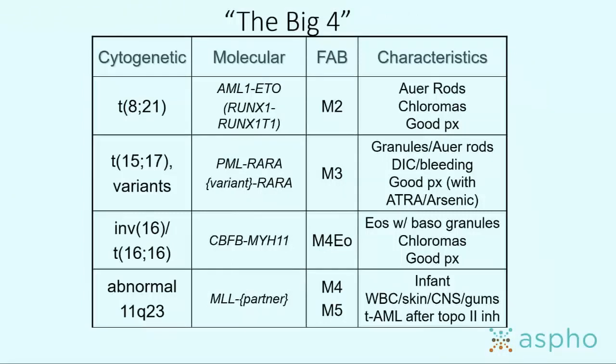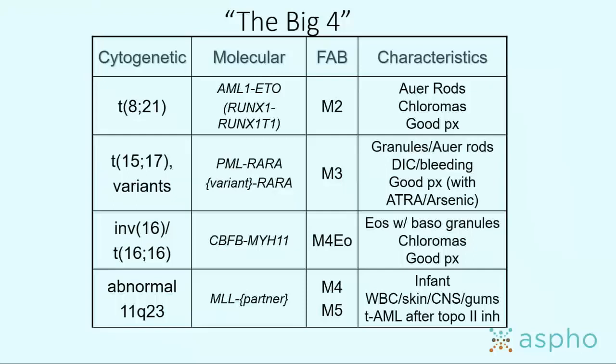This is perhaps the most important slide for you to know, and I call it the Big 4. These are the Big 4 recurrent cytogenetic abnormalities that are important for test makers to focus on. The first is the 8;21 translocation. It fuses RUNX1 with RUNX1T1. It used to be called AML1-ETO. You'll hear that a lot.